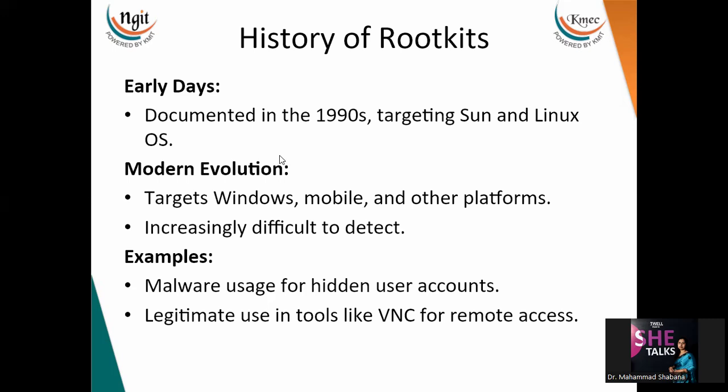Rootkits were first observed in the early 1990s, primarily targeting Unix and Linux. Over time, they have evolved to target a wide range of platforms, including Windows and mobile devices. Modern rootkits are highly sophisticated and challenging to detect.